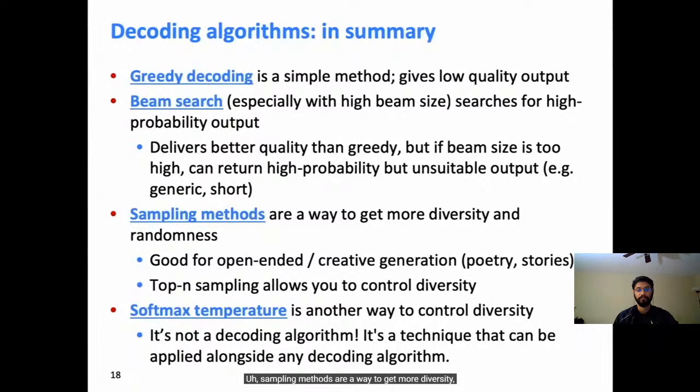Sampling methods are a way to get more diversity via randomness. Well, randomness might be your goal in itself. So this is good if you want to have some kind of, for example, open-ended or creative generation setting, like generating poetry or stories. Then sampling is probably a better idea than beam search because you want to have a kind of source of randomness to write different things creatively. And top-n sampling allows you to control the diversity by changing n. And then lastly, softmax temperature is another way to control diversity. So there's quite a few different knobs you can turn here. And it's not a decoding algorithm, it's just a technique that you can apply alongside any decoding algorithm.